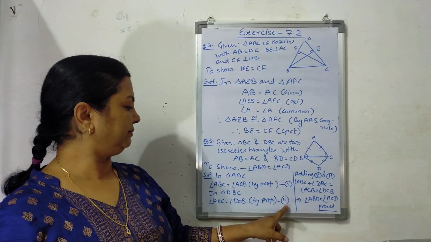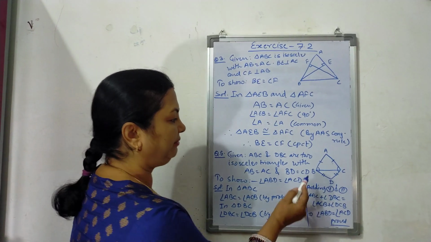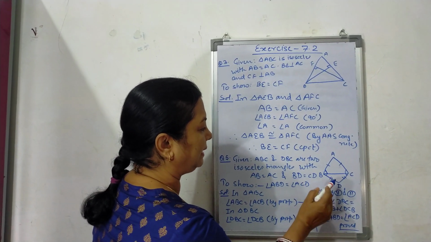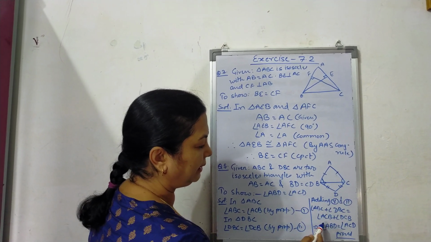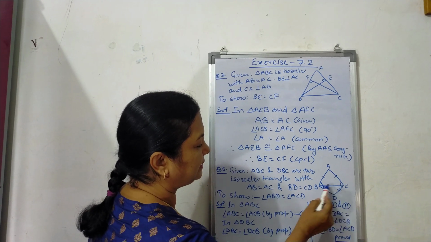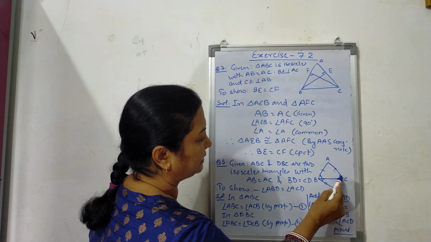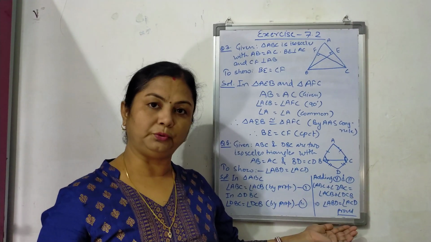This one is taken as equation 1 and this is 2. Now let us add both. Then we will add angle ABC and angle DBC. Which angle are we going to get? Angle ABD. And when we add angle ACB and angle DCB, which angle are we going to get? Angle ACD, which we need to prove.